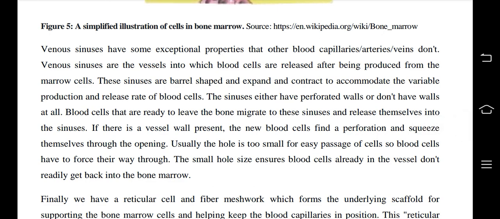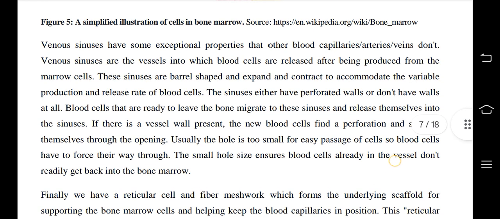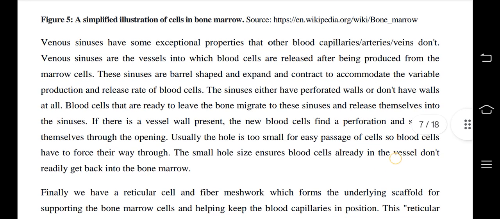Venous sinuses have some exceptional properties that other blood capillaries, arteries and veins don't have. Venous sinuses are the vessels into which blood cells are released after being produced from the marrow cells. These sinuses are barrel shaped and expand and contract to accommodate the variable production and release rate of blood cells.